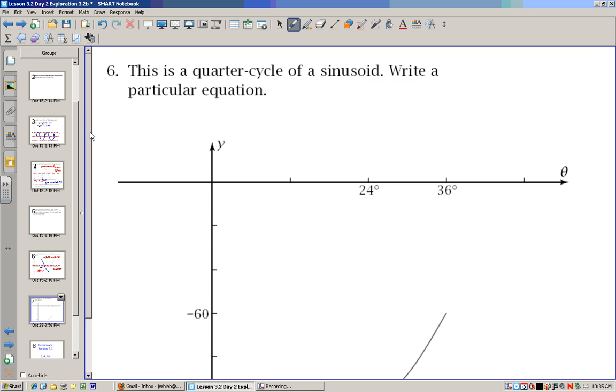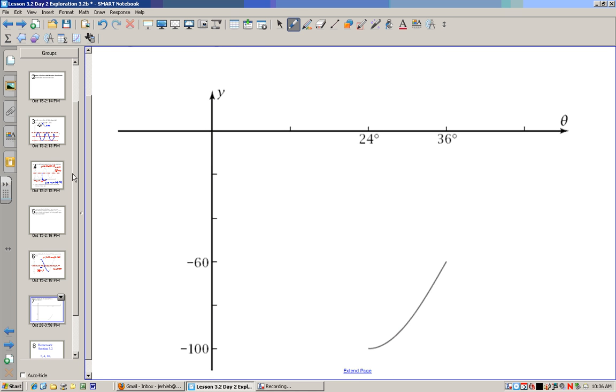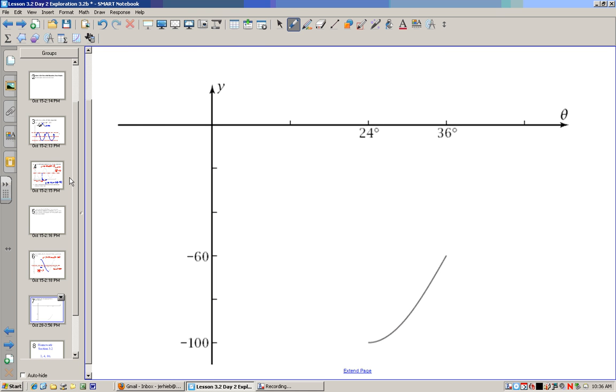Try this one. First draw out the graph, and then try to figure out what the equation would be. This is 1/4 of a cycle. All right. If I finished off this graph, it would look something like this. It does one cycle in 48 degrees.